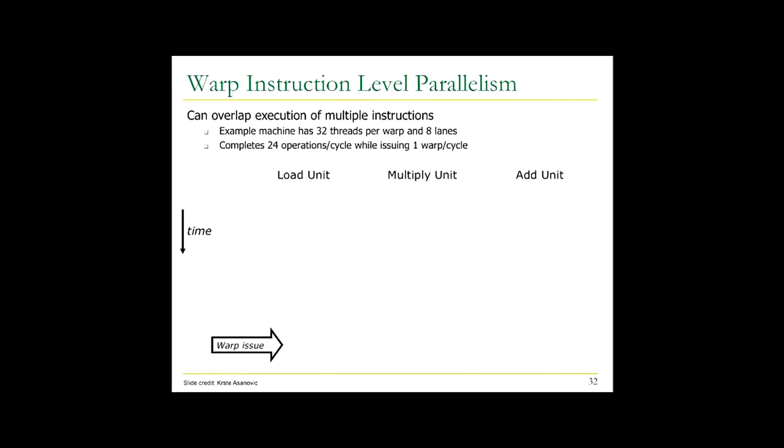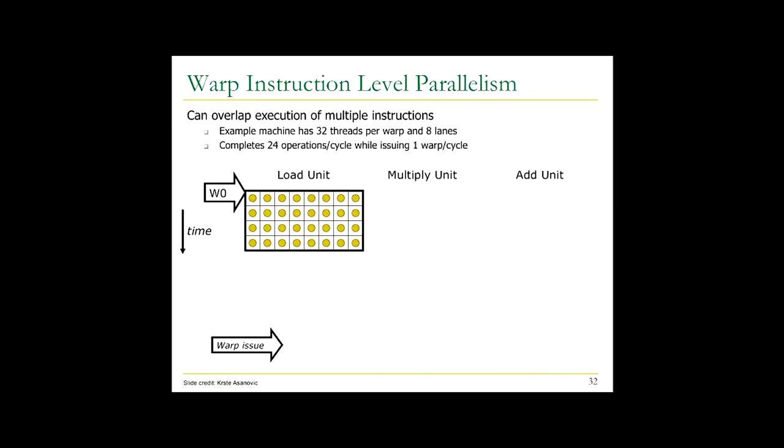Okay, I'll finish with this slide, I think. And then we can take a long break, and then we can come back. Basically, again, let's take a look at this example. You've seen this before. We can overlap execution of multiple instructions. An example machine that has 32 threads per warp and 8 lanes, which means that every cycle we issue 8 threads from a warp. We can complete 24 operations per cycle while issuing 1 warp per cycle.